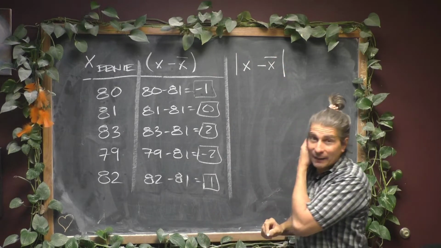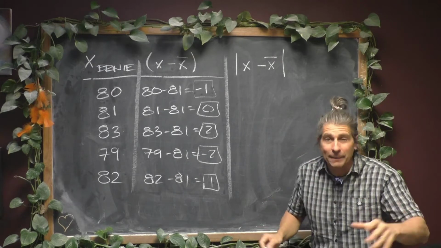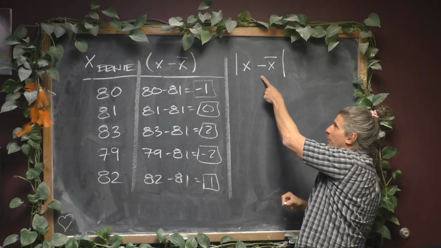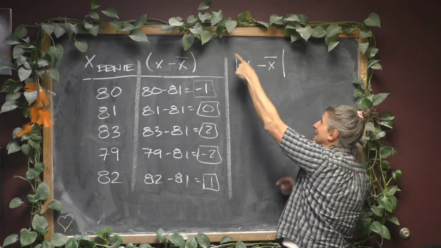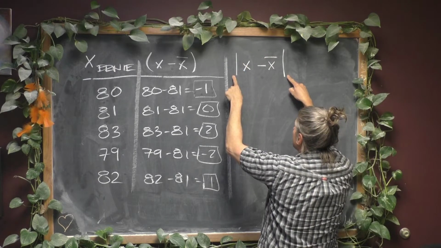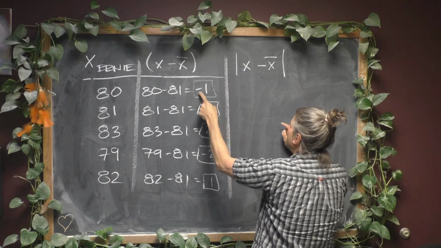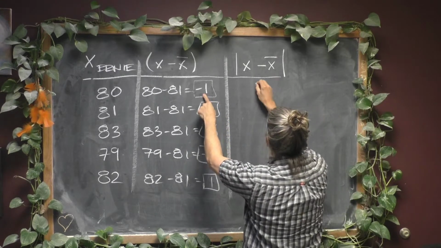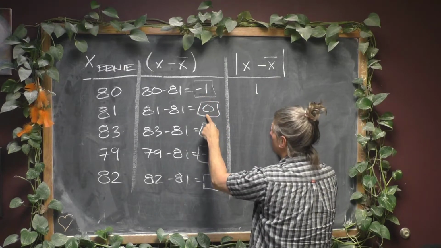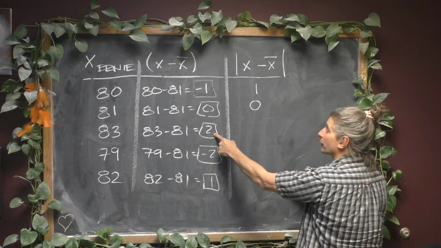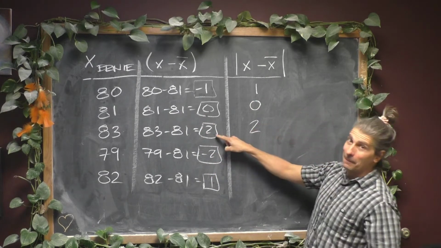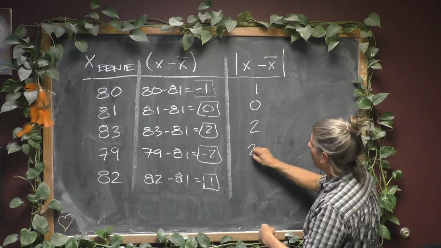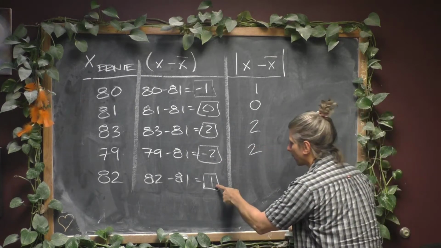Now, in case you've forgotten what absolute value is, don't sweat it. It simply asks a question. When you put a number inside the absolute value signs, it says, how far is that number away from 0? So how far is -1 from 0? Well, it's just 1. How far is 0 from 0? It's not 0. How far is 2 from 0? 2. How far is -2 from 0? Also 2. How far is 1 from 0?